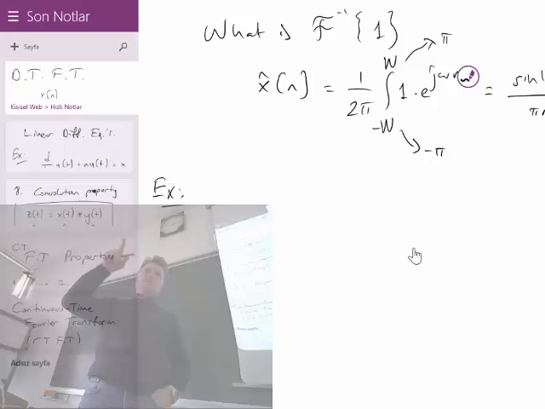So the Fourier series coefficients were 1 over 2. The impulse values were 2 pi times 1 over 2, which is pi. Pi here, impulse, pi here, impulse at omega 0 and minus omega 0.